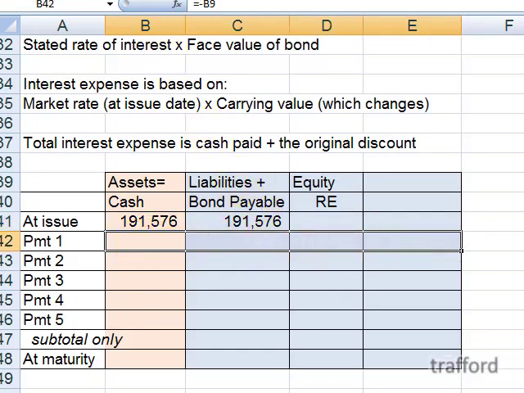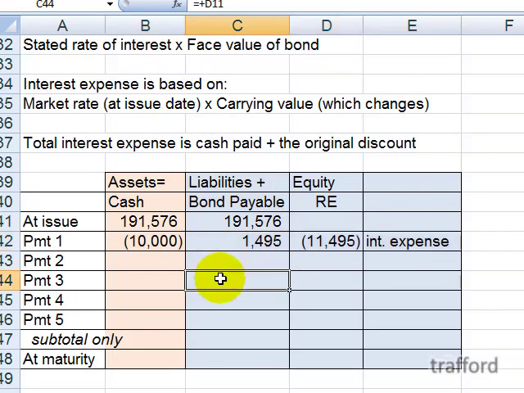We need our amortization schedule as prepared at the inception of the bond using the market rate of interest in effect when the bond was issued. We use that information from that amortization schedule to do the accounting over the life of the bond. The first cash interest payment is, as you recall, $10,000.